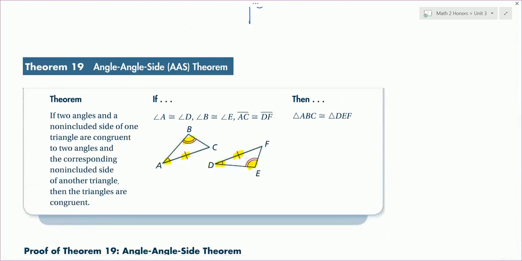So back here, we're adding to our list. So far there are 5 things we can do to prove triangles congruent.